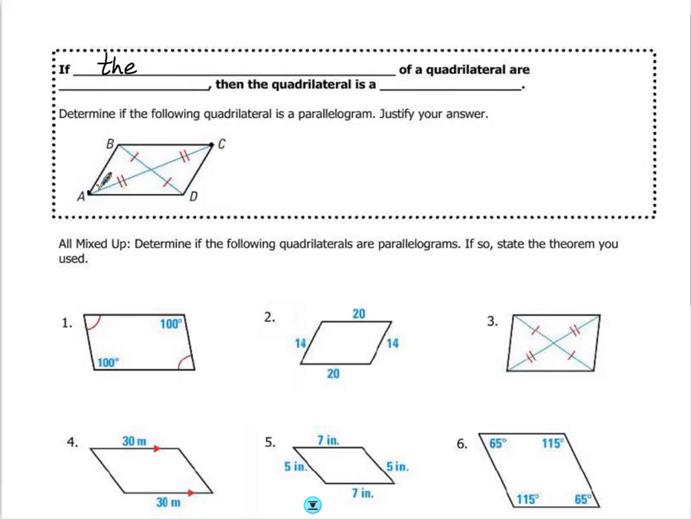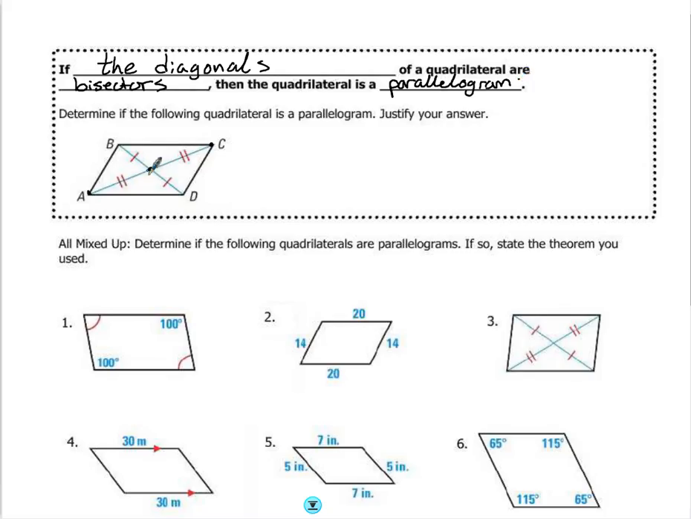If the diagonals of a quadrilateral bisect one another, then the quadrilateral is a parallelogram. This is usually a tougher one for students to identify or use to prove if a quadrilateral is a parallelogram, mainly because it takes understanding where the midpoint is and then being able to find segment lengths.